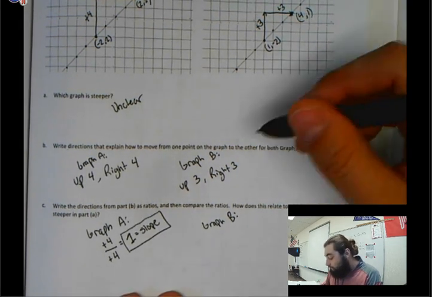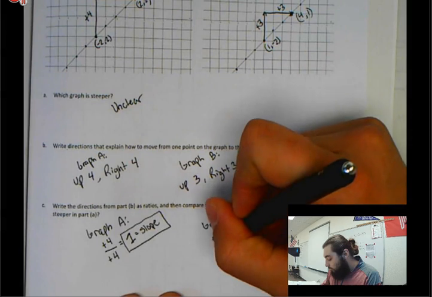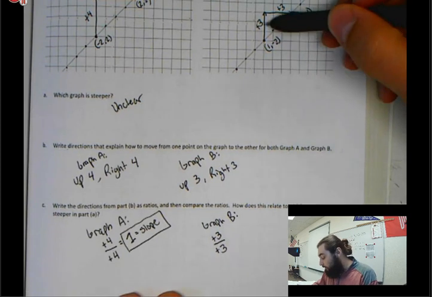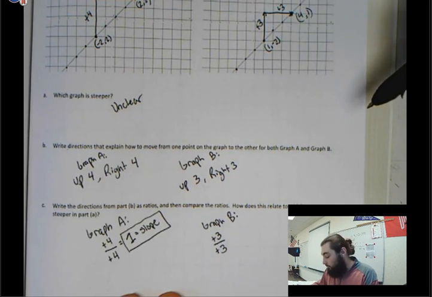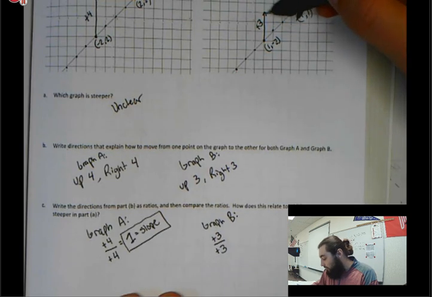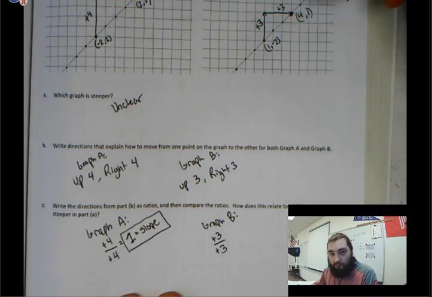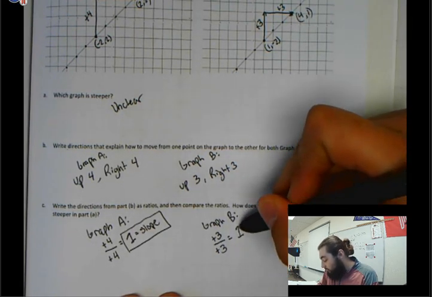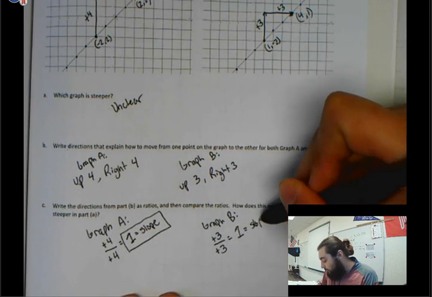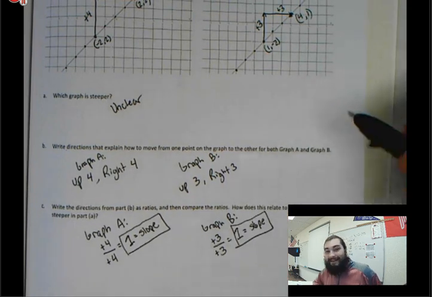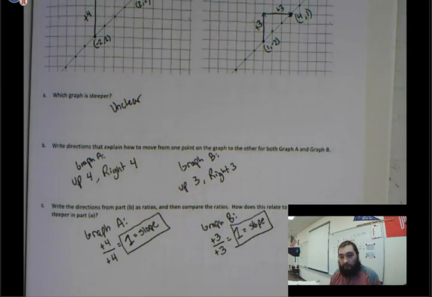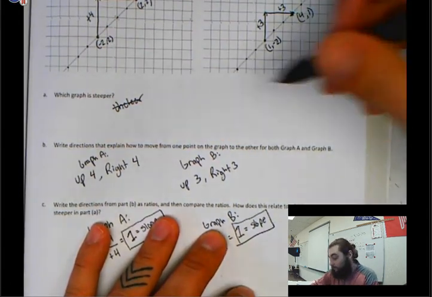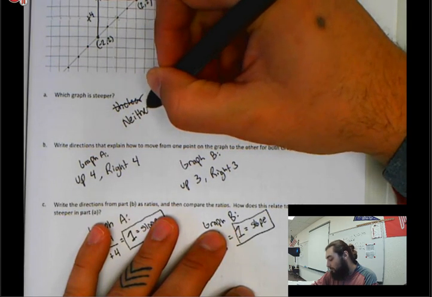Graph B. Same thing. We're going to put our change in y and divide that by our change in x. Okay? So our increase of y, our vertical change, is a +3. We went up 3. And then our change in horizontal movement was an increase of 3, moving 3 to the right. So 3 divided by 3 is a what? It's also 1. So both of these lines actually have the exact same slope. They have the same level of steepness. So when it comes time to ask which graph is steeper, the answer is essentially neither.